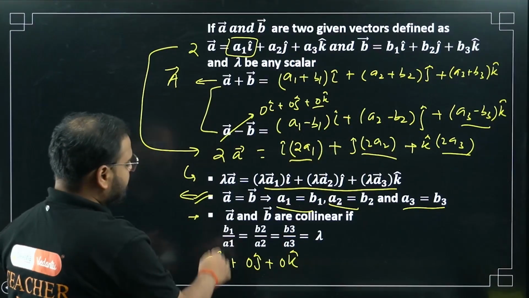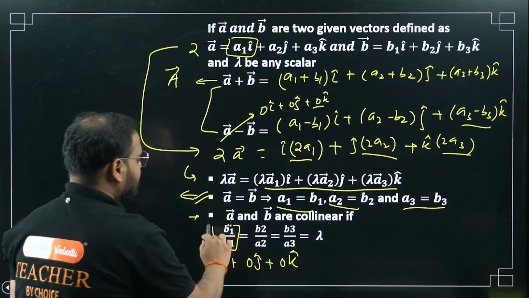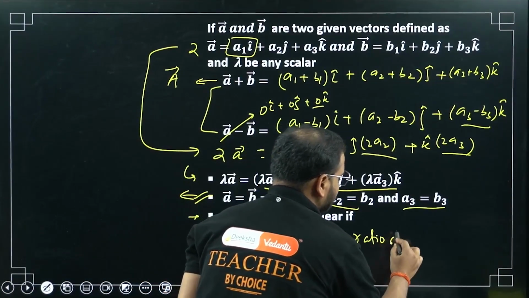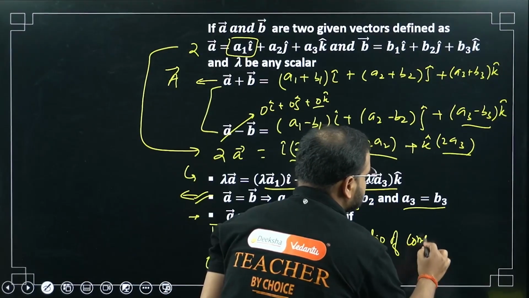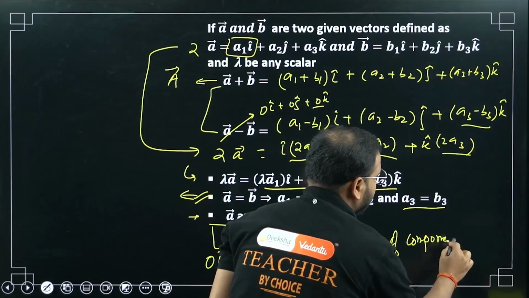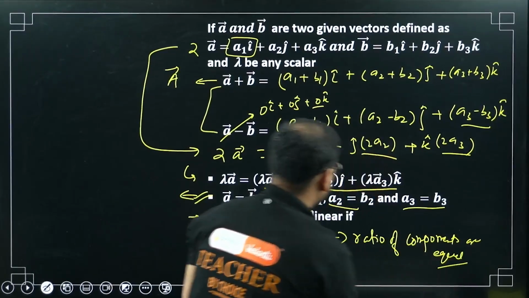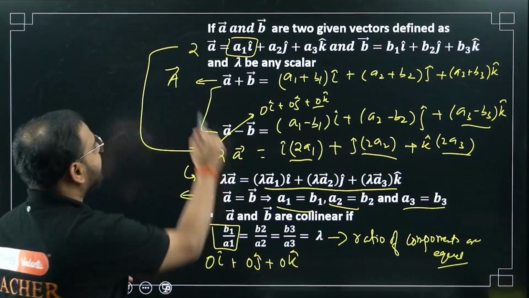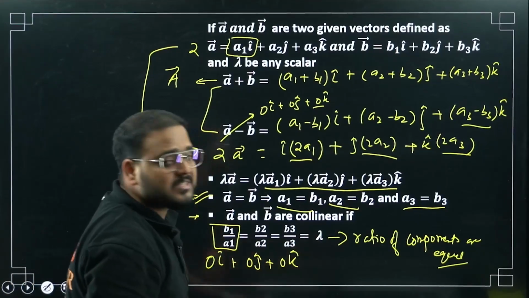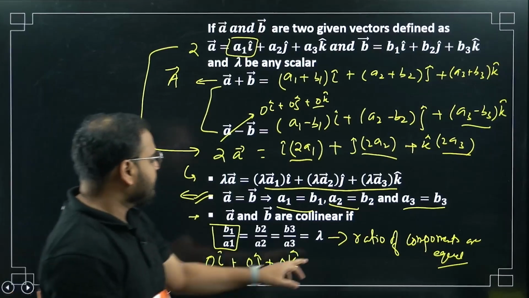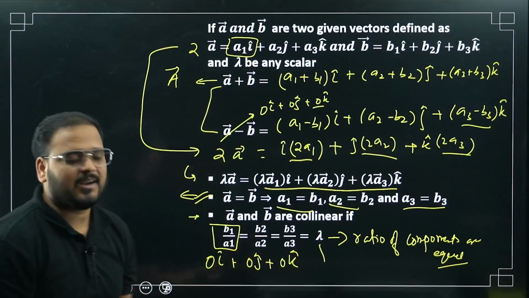So a1 by, this ratio over here, what is this? Please tell me. The ratio of the components. The ratio of components are equal if the vectors are collinear. If vectors a and b are collinear, then the ratio of the components is always equal, or we can call it proportional also. That value I can take as another constant, lambda.